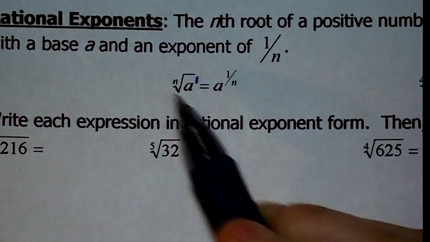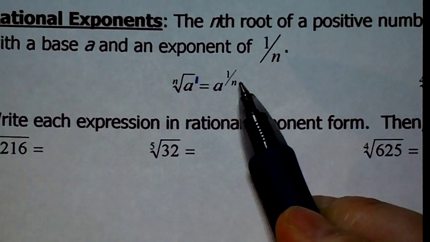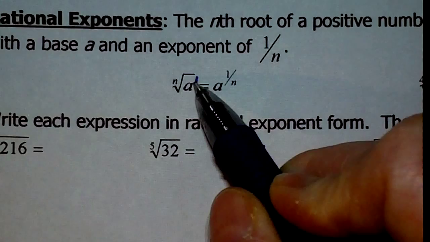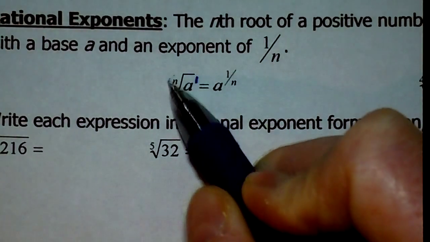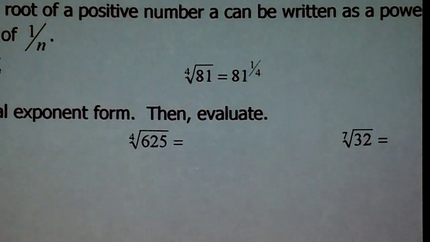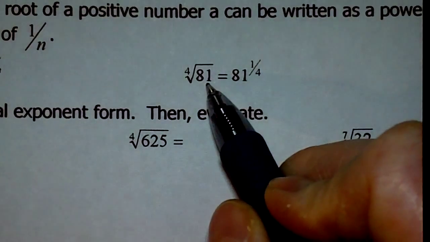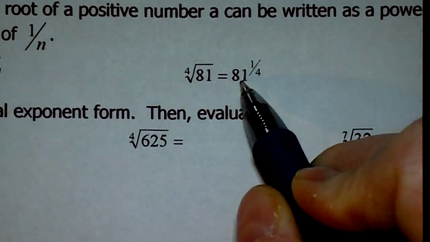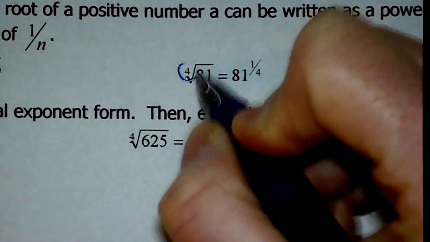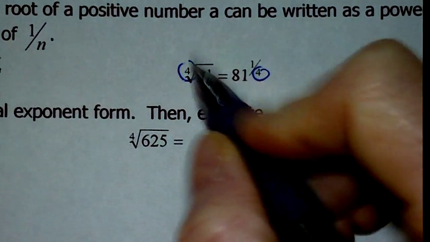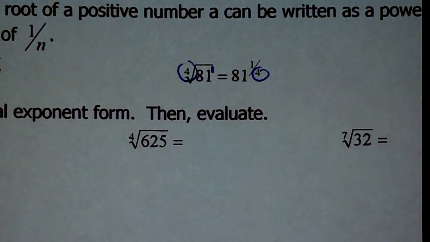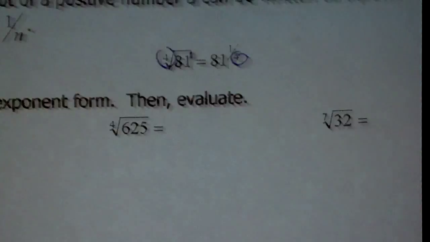So all you have to do to write a radical as a rational exponent is bring over the base, and whatever exponent the base is being raised to, that's your numerator, and whatever the root you're looking for is, that's your denominator. So putting some numbers with that, if I asked you to find the fourth root of 81, that's the same as finding 81 to the 1/4 power. So whatever the root is, that's your denominator. Whatever exponent this is being raised to is your numerator. And I want you to be able to go back and forth writing them either way.